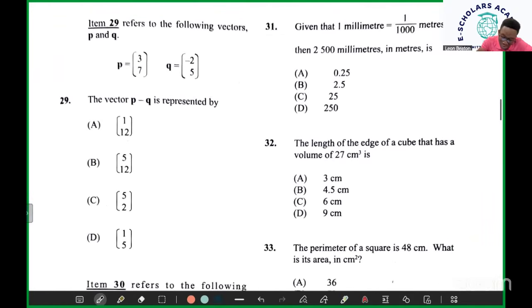So they want P minus Q. So this would be 3 minus -2 and 7 minus 5. This will be 3 plus 2, which is 5. 7 minus 5 is 2. So 5, 2, which is C.